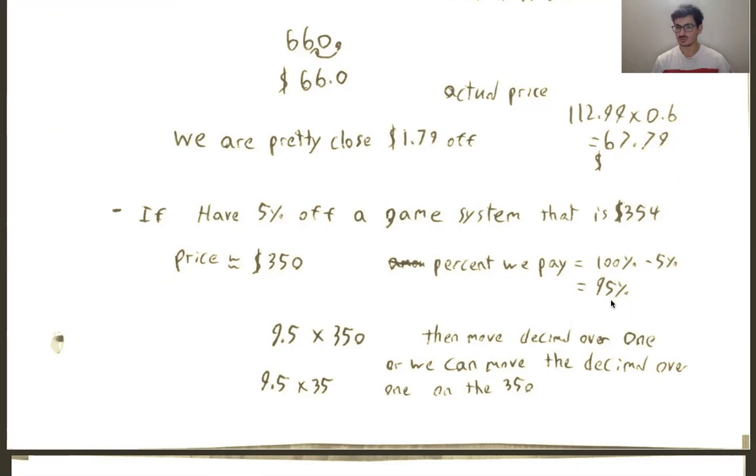Another thing we can do is, instead of moving it 1 over to the left at the end, we can just move it 1 over to the left on our price to simplify it a little bit more. Because when we do multiplication, it doesn't matter what number you do the operation on. If you move the decimal place 1 over to the right on one, you can move it 1 over to the left on the other, and you get the same value. So we can actually say this is going to be $9.5 times 35.